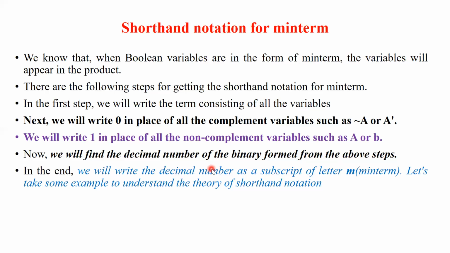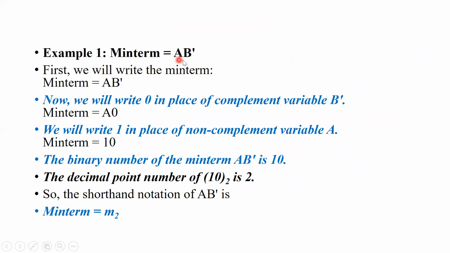I'll give an example, in case it is confusing. Just see, suppose I have the min term AB dash, which is given. For A, what will I have? 1. For B, what will I have? 0. So the min term for AB dash is 1 0. Now 1 0 is a binary number. If I convert this binary number to decimal, 1 0 means 2 raised to 0, 2 raised to 1, so it is 2. So the decimal of 10 base 2 is 2.